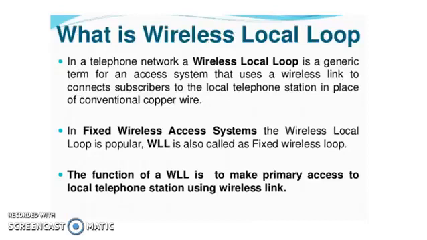And in a fixed wireless access system, from the telephone station to the phone at our home, the wireless local loop, WLL, is popular. So this WLL is otherwise called fixed wireless loop. In short, the function of WLL is to make the primary access or connection to the local telephone station wirelessly. So that's why it is called wireless local loop.